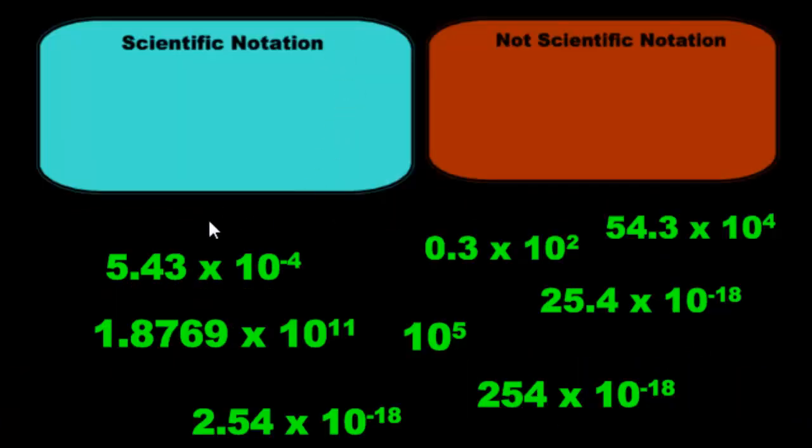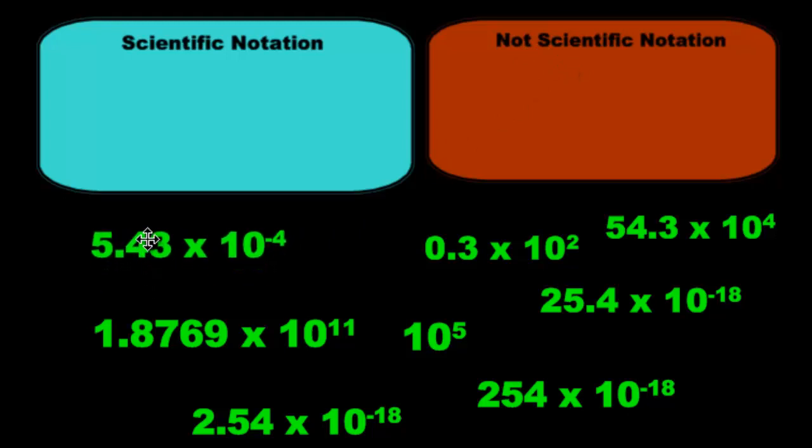We're going to sort these numbers out into scientific notation or the ones that are trying to trick us and are not actually scientific notation. Look at the first one. Is it or is it not? Well, let's test it out. Is it between 1 and 10? Yes. 5.4 is between 1 and 10. Does it have multiplied by 10 to the something? Yes. Okay, it looks good.